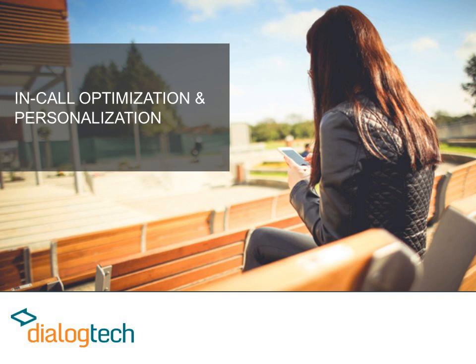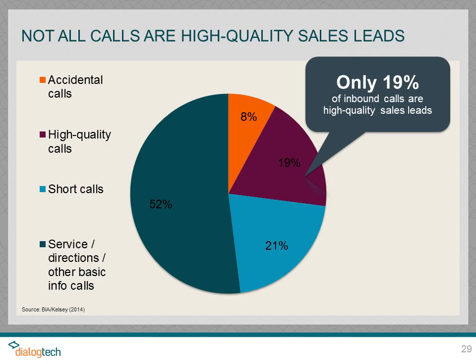So DialogTech for mobile marketing also has exclusive capabilities around in-call optimization and personalization. So what that means is that when calls come in, DialogTech is not just tracking and attributing calls, but we're also enabling you to do certain things to calls during the call in order to help it convert to revenue. So I'll begin with a stat that shows, not every single phone call that comes in is going to be a sales-ready, high-quality sales lead.